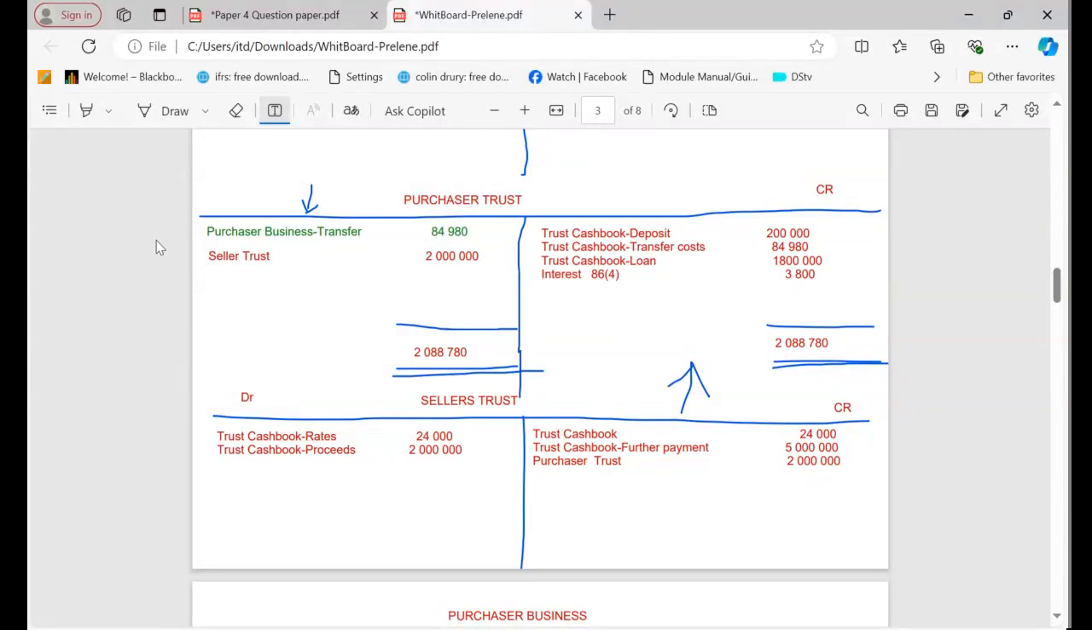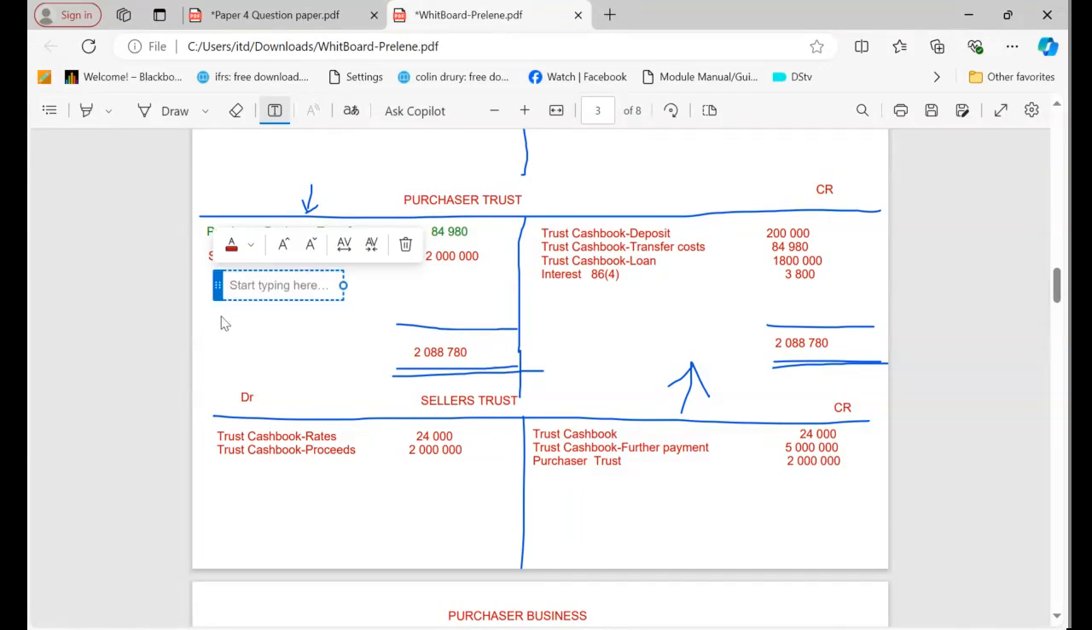Okay. 2084980. Yes, it's 2084980 on the credit on the debit side. So I want the difference. Okay. So now you say 2088780 minus 2084980 gives you 3800. Yes, I wanted that amount.